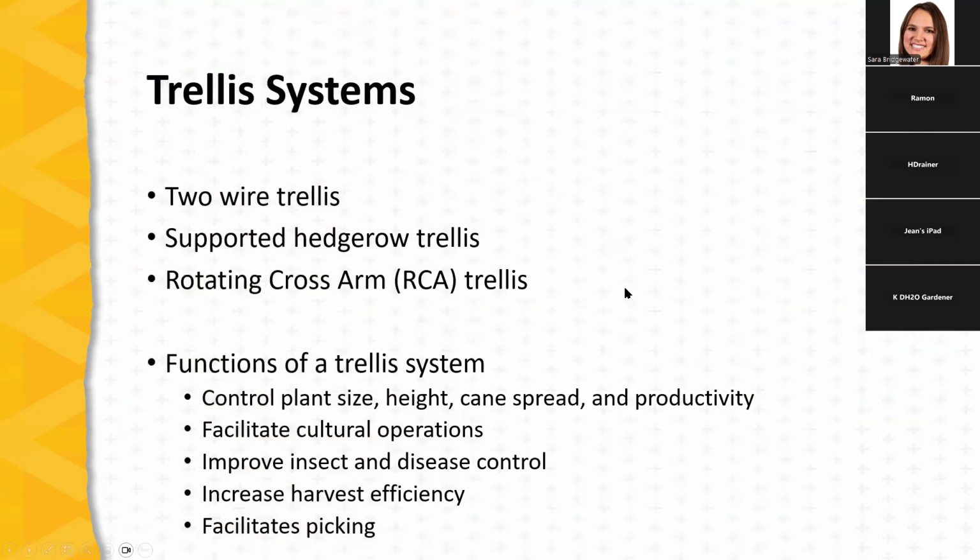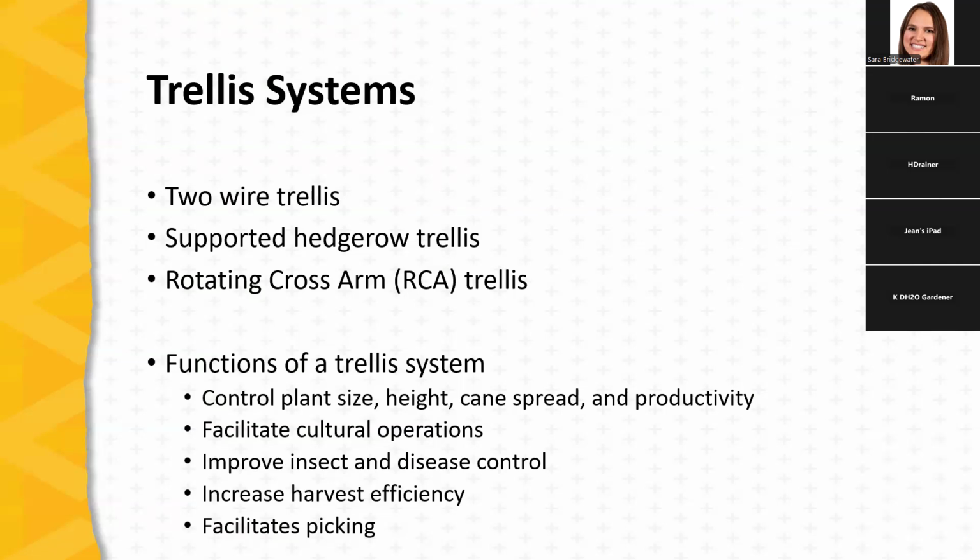Trellis system for brambles. There are many types of trellis system. There are the 2-wire trellis system, that's the most common one. There's support hedgerow trellising. There is a rotating cross-arm trellis system. That one is more expensive, but very functional, very useful.